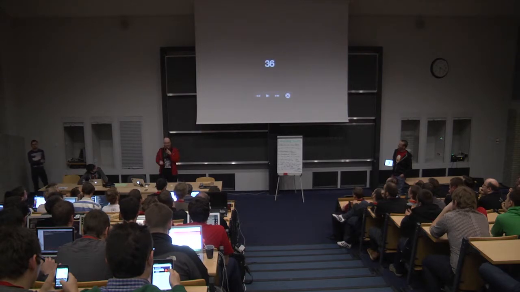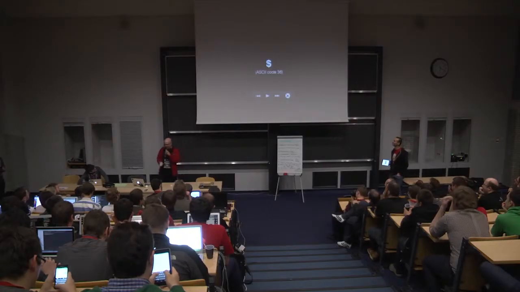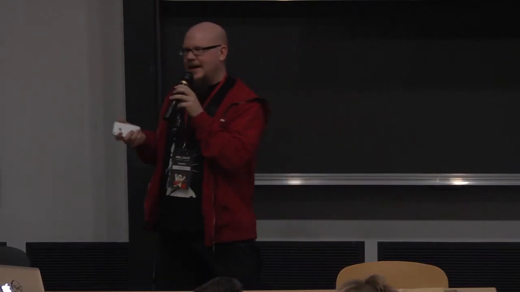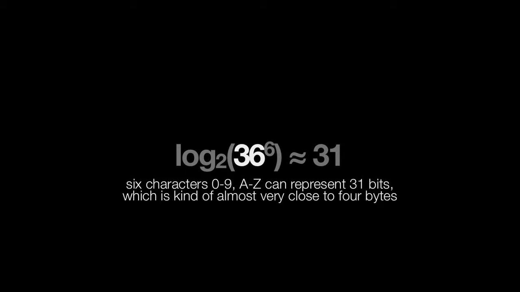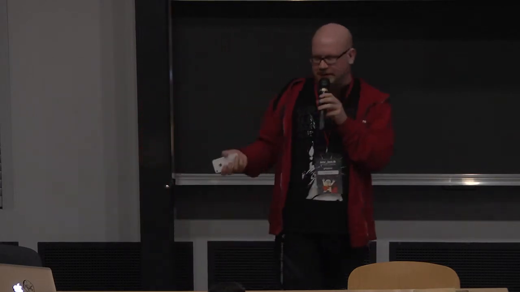So that's pretty cool. Another fun thing that you can do, if you look at the number 36: if you take a number and you represent it in base 36, you get 31 bits, which is pretty much close to 4 bytes. And you can represent timestamps as 6 bytes this way. So that's pretty clever, because that's a very nice compact way of representing time if you want to send it, for example, over HTTP, which is what we do in a lot of our IDs and stuff.